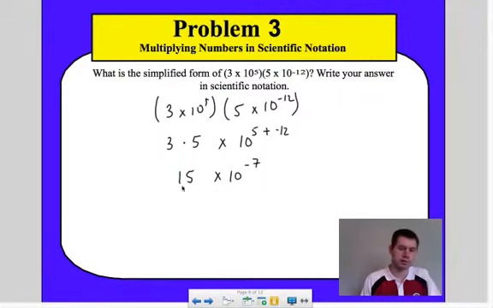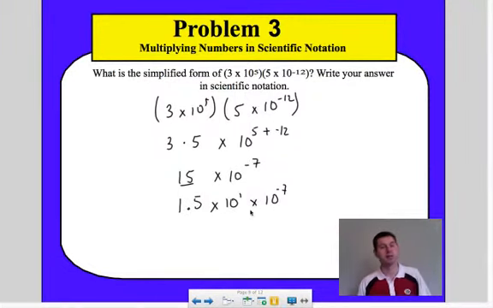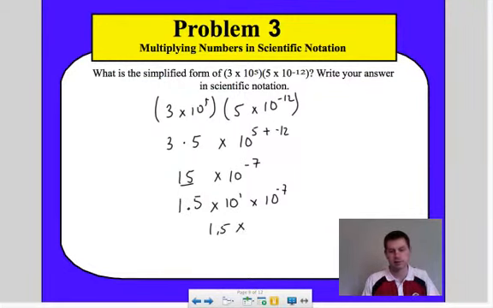But it's not in scientific notation. So what I need to do is I need to change just the 15, to 1.5. Now to get it back to 15, I have to multiply it by 10 to the 1st. So in the previous lesson you saw me do this exact same thing. Now hopefully it makes some sense that the tens are same bases, so we add them together to get the 1.5 times 10 to now the negative 6. And that would be our end result in scientific notation.